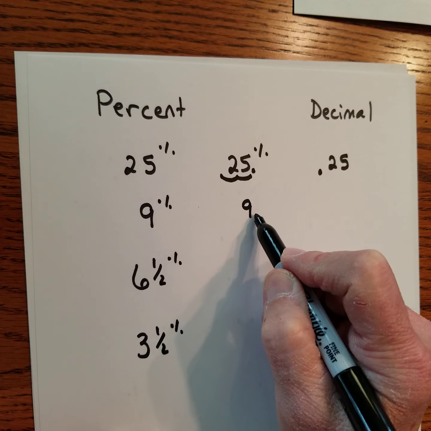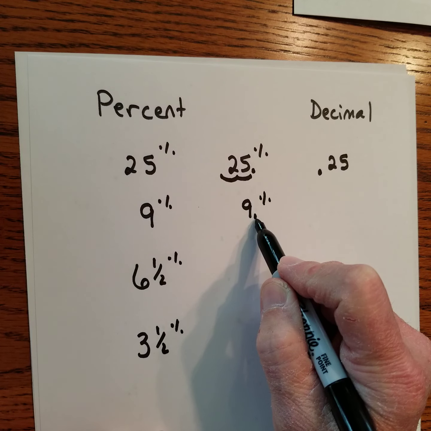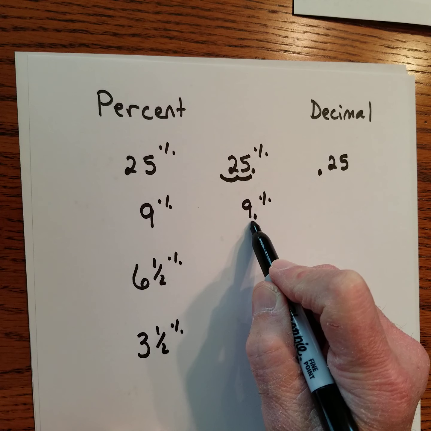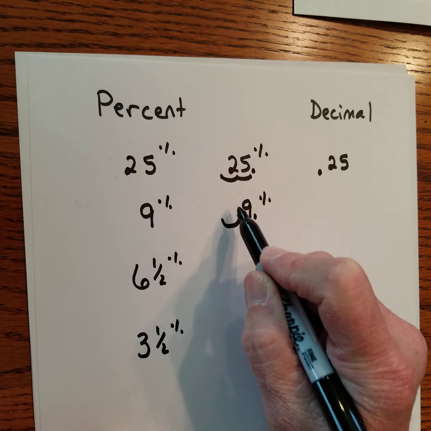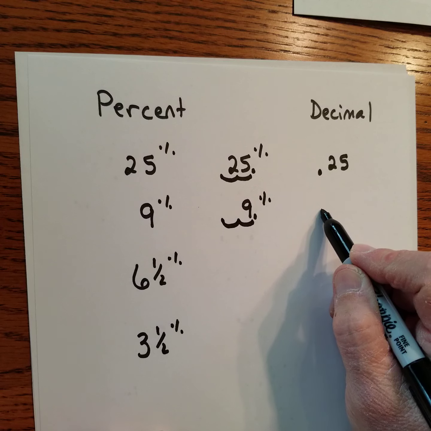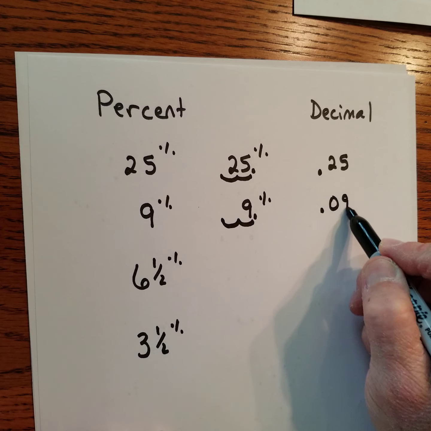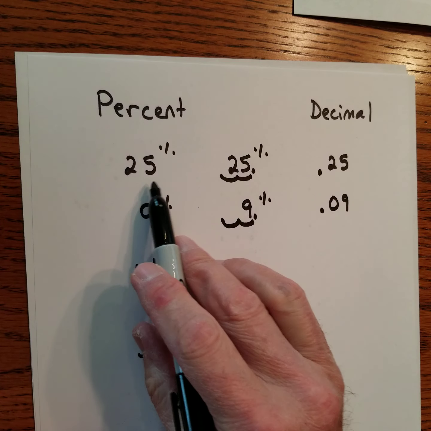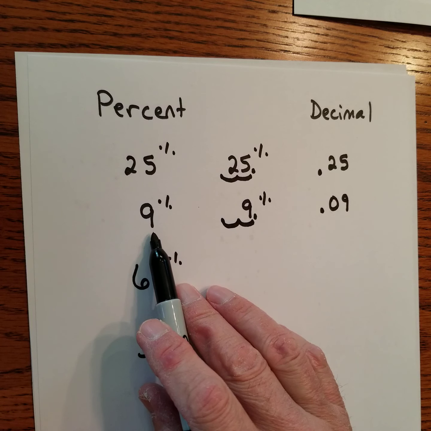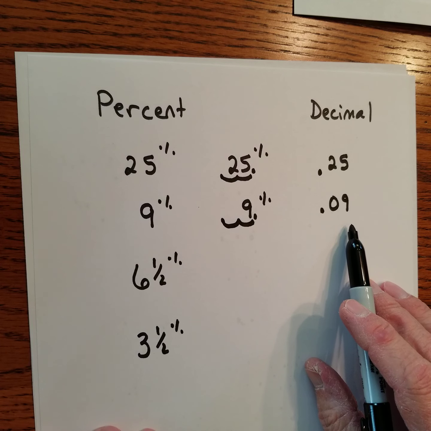9% would have its decimal point here. Move it 2 spots to the left, and we have an open space. That open space we fill with a 0. 25% is 0.25. 9% is 0.09.